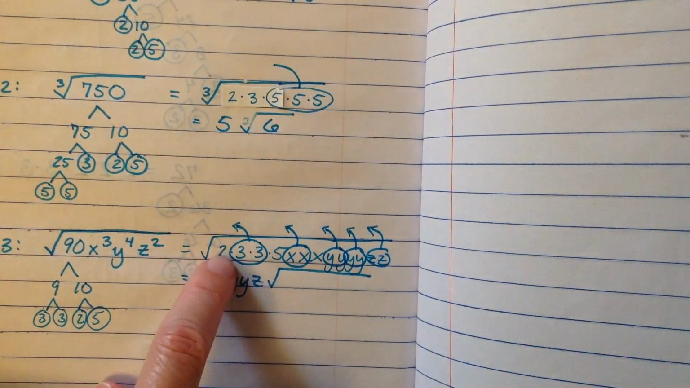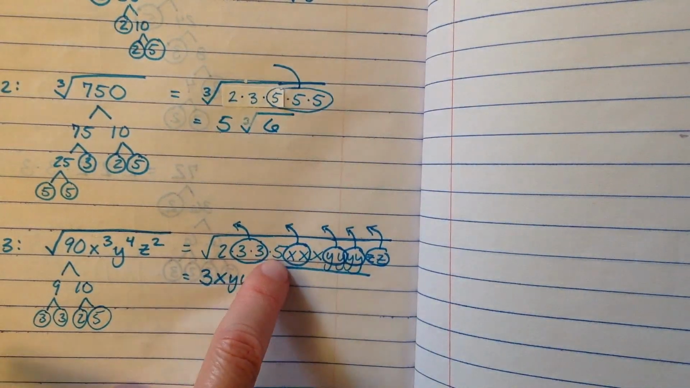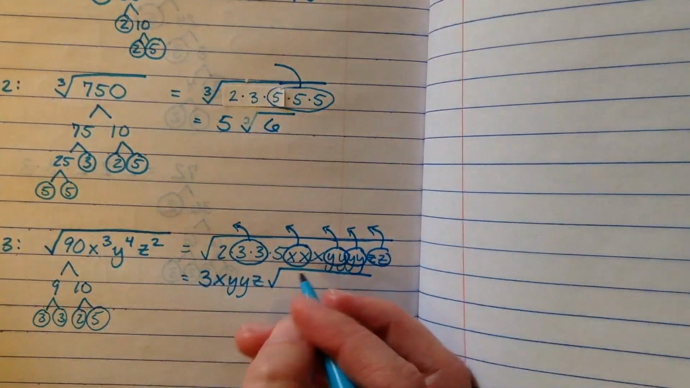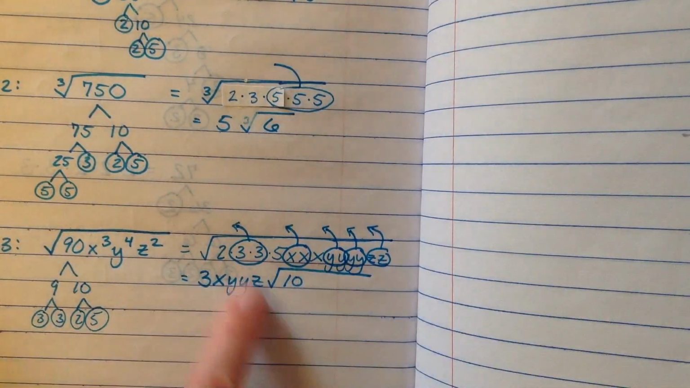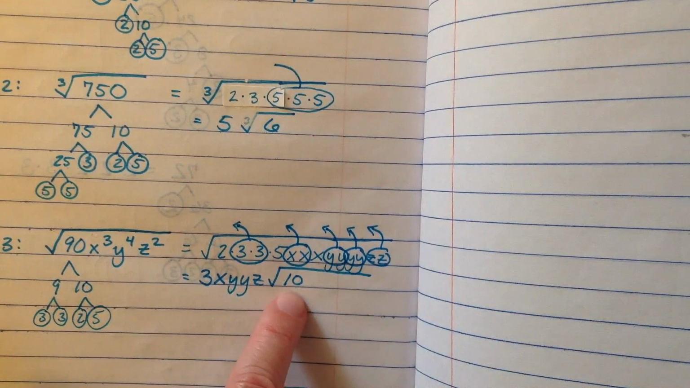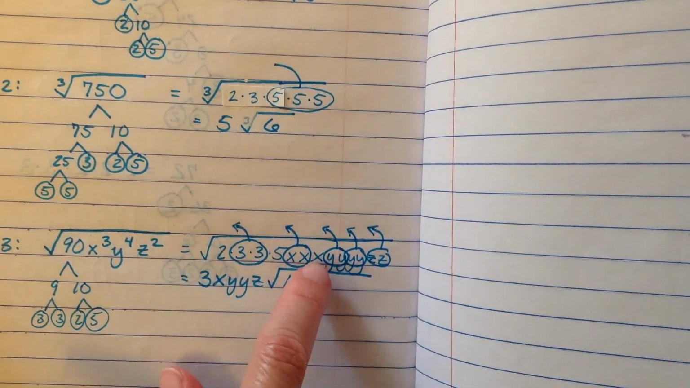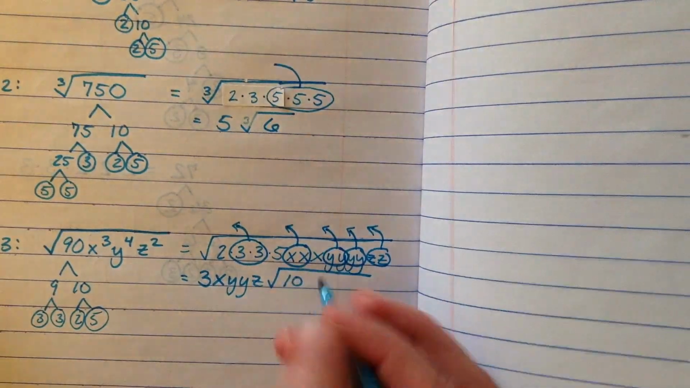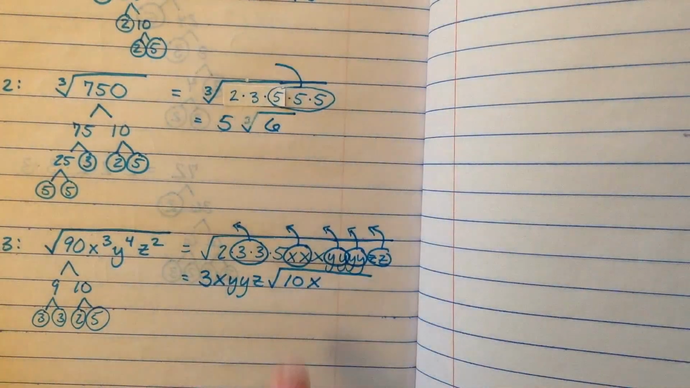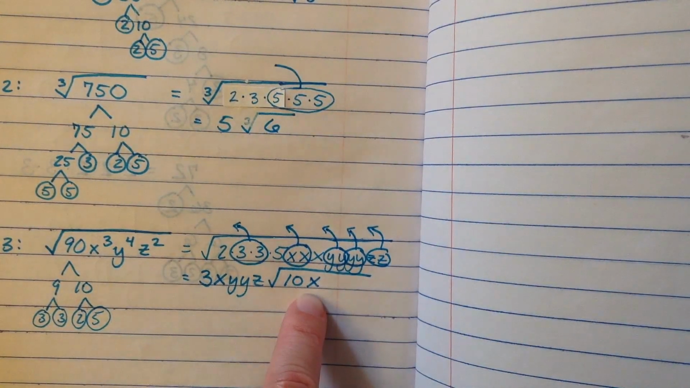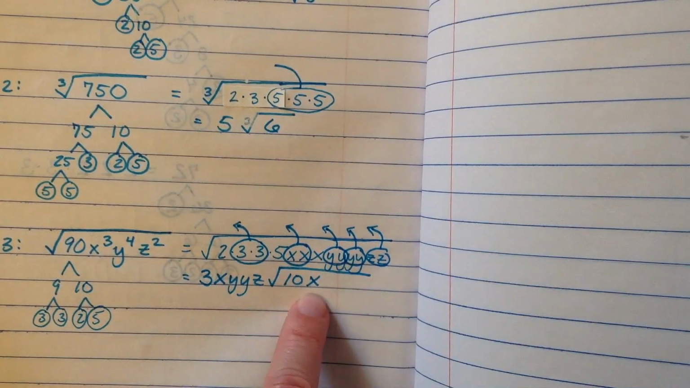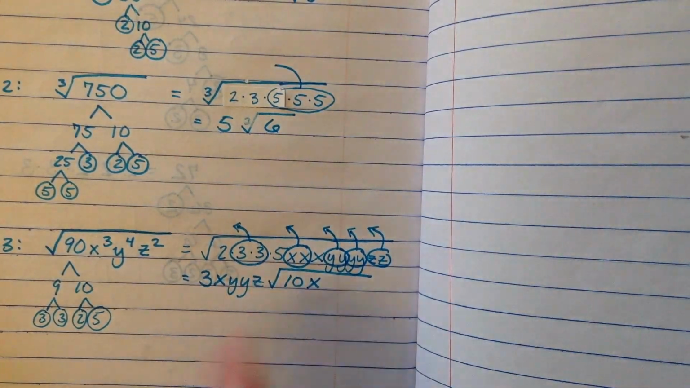Now we're going to check and see what's on the inside. Well, there's still a 2 times 5. 2 times 5 is 10, so I'm going to make that a 10. Again, that came from 2 times 5 is 10. Those are my numbers that are left. And then check out the letters that are left. The only letter that's going to be left is this x, who did not have a friend, did not have a partner, and could not move outside. So he's left on the inside. So on the inside, we've got 10x under a radical symbol.